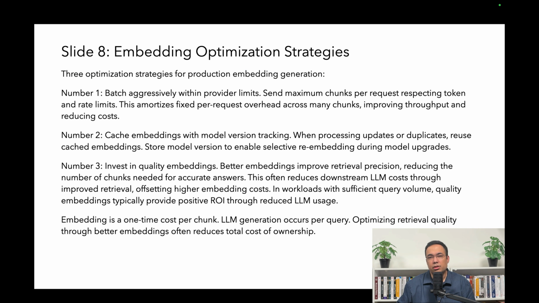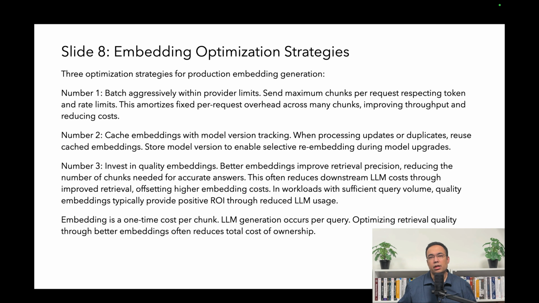Now, let's walk through the three optimization strategies for production embedding generation that we have found effective. So, number one, you should batch aggressively up to your provider's limit. You should send the maximum number of chunks per request while respecting the token limits and rate limits. This approach amortizes the fixed per request overhead across many chunks, which improves throughput and reduces costs. Every API call has some fixed overhead regardless of how much data you're sending, so batching lets you spread that overhead across more productive work.